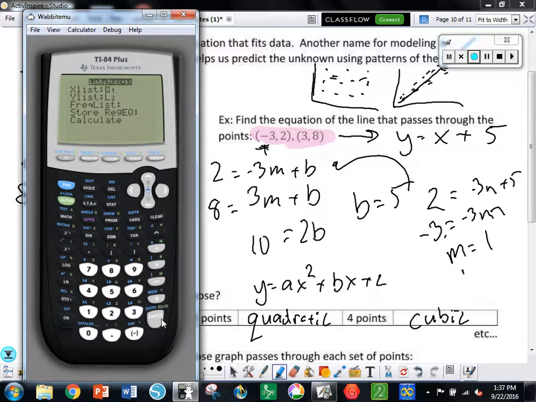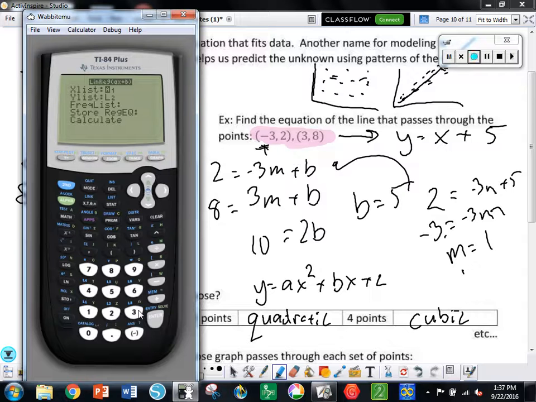Okay? So, what this says is L1 is where I put my x's. What if I put my x's in L2? What do I need to do? I need to change it. And if you'll notice, above the numbers 1, 2, 3, 4, 5, 6 there are L1, L2, L3, L4, L5, L6. So I can change it by doing that.